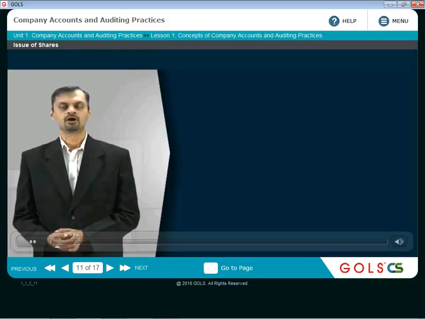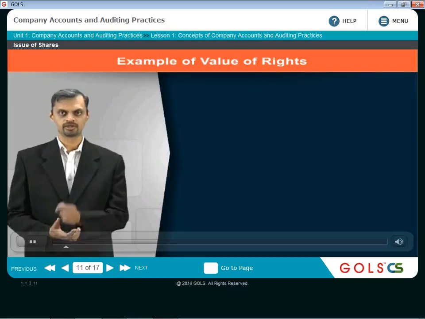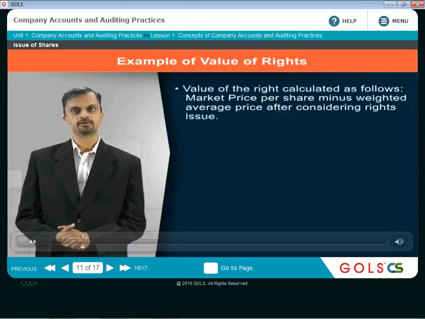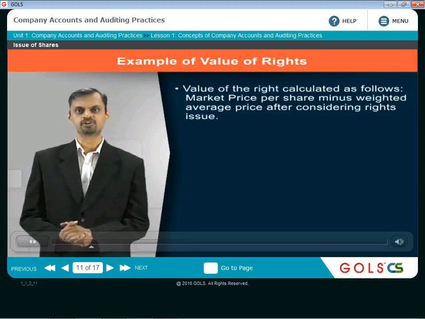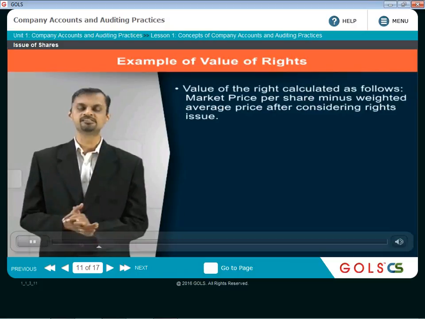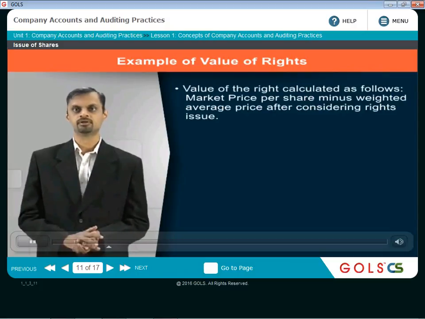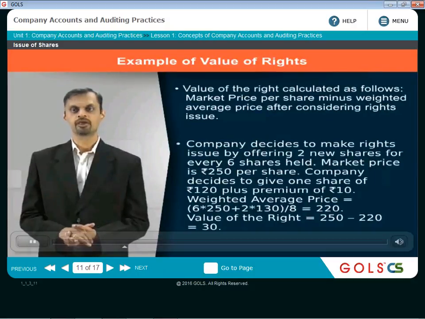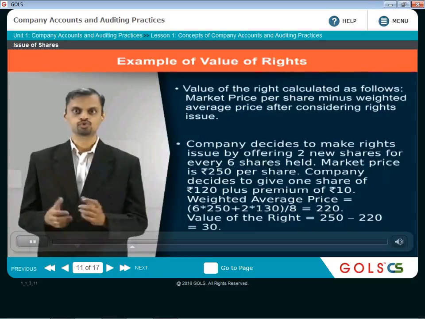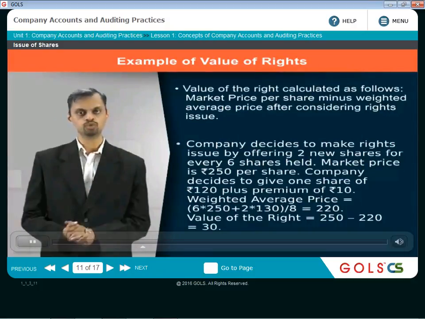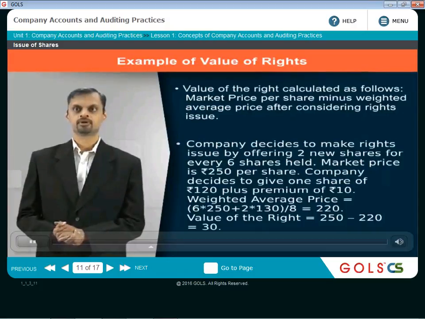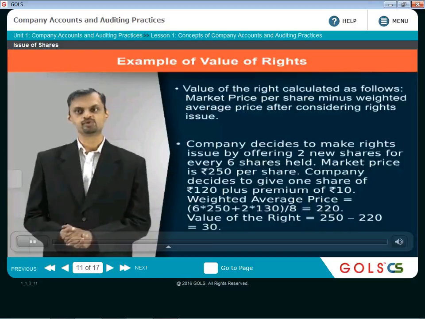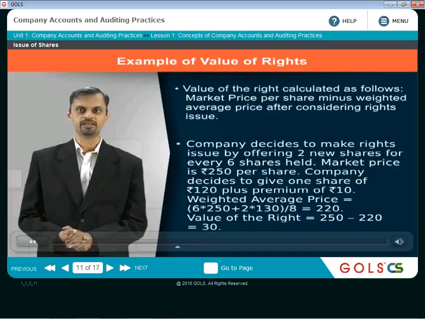Now, how do we calculate the value of each right share? The value of the right is calculated as follows: the market price per share minus the weighted average price after considering the rights issue. So for example, a company decides to make a rights issue by offering 2 new shares for every 6 shares held. So whosoever is holding 6 shares will get 2 new shares by way of rights. Now at the time of making the rights issue, the market price is 250 rupees per share. Company decides to give 1 share of rupees 120 plus premium of rupees 10.